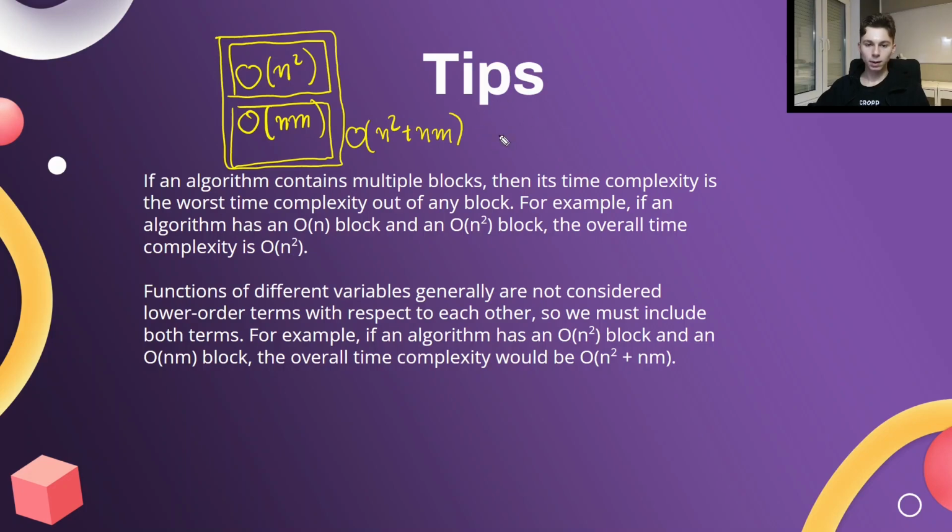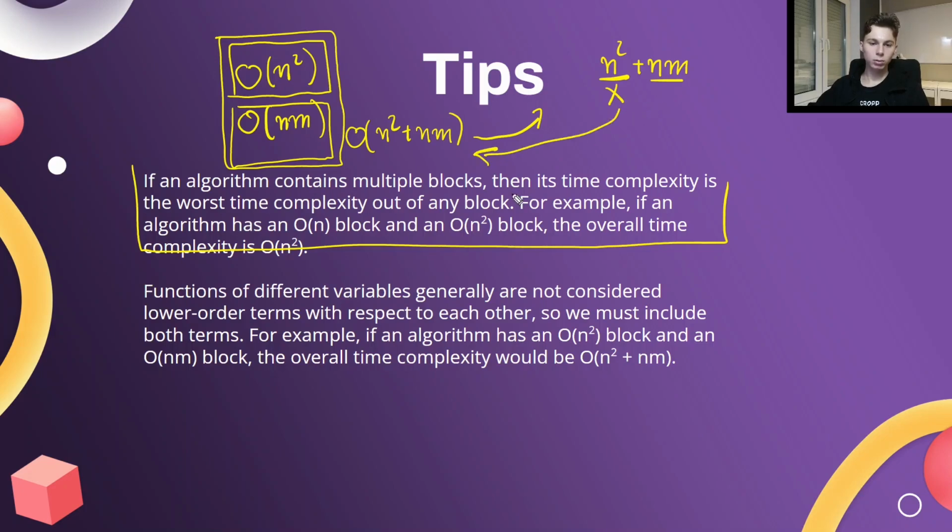Why is that? This is the same operation as we did right here, but we now know that we need to erase lower order terms. But really, nm is not a lower order term of n squared, so we cannot erase it. So we just leave it there. The time complexity will still be n squared plus nm.